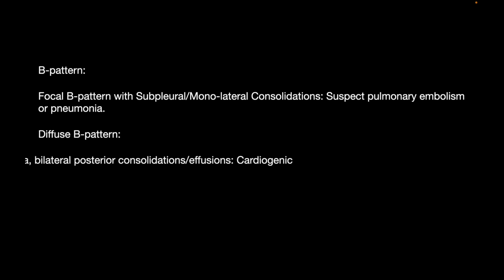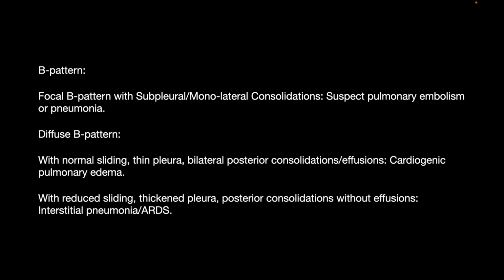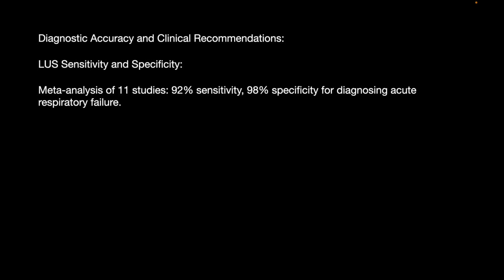The B pattern, focal, subpleural, monolateral: suspect embolism or pneumonia. Diffuse B lines: probably cardiogenic origin. With reduced sliding and thickened pleura, without effusion, it is probably an interstitial pneumonia with ARDS.